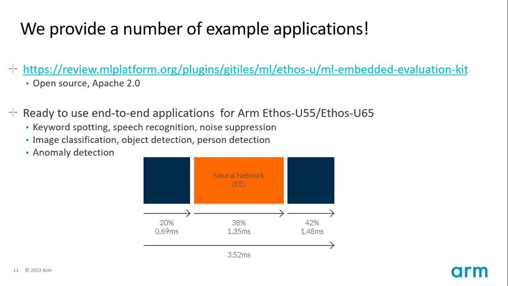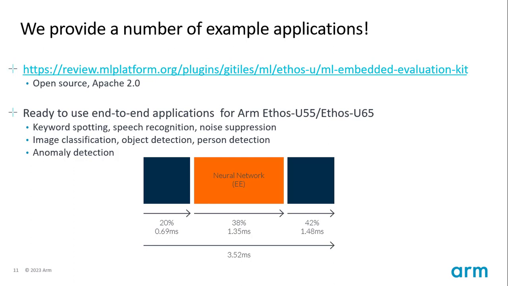So we're extracting, for example, the MFCC features. We're doing the inference. We're doing the post-processing. And we have applications for keyword spotting, automated speech recognition, noise suppression, image classification, object detection, person detection, anomaly detection. All those applications are there so that you don't need to reinvent the wheel when you're starting your development.